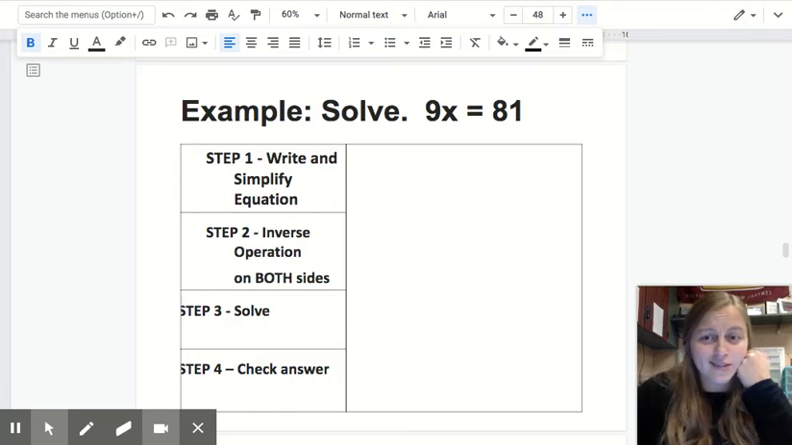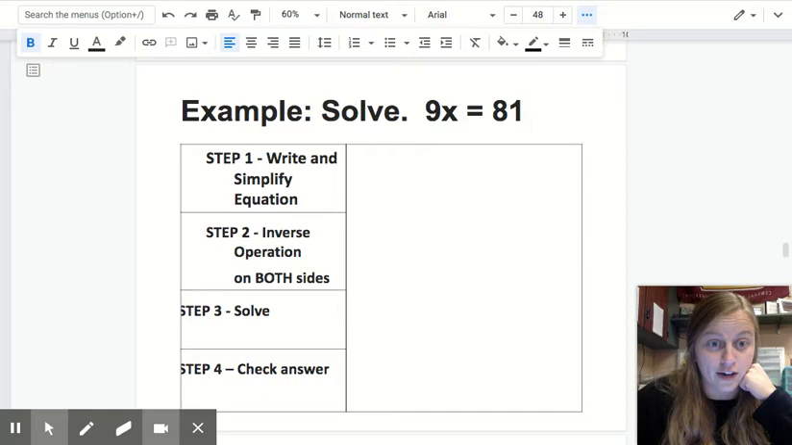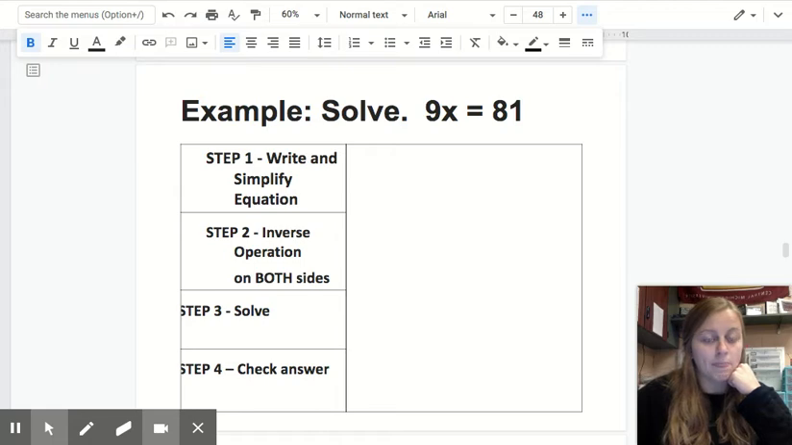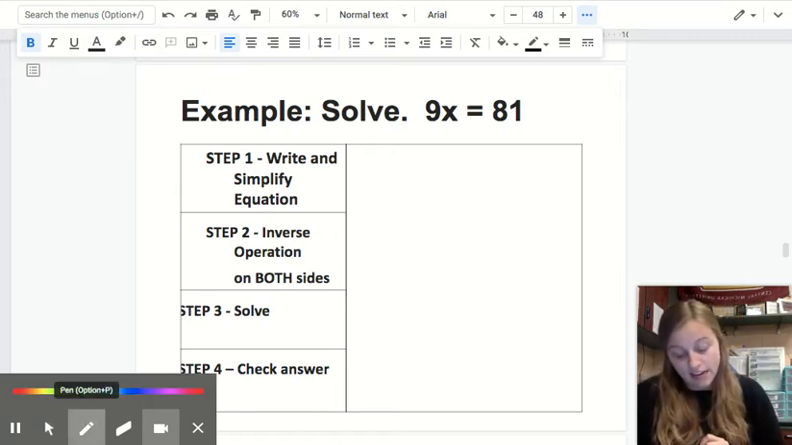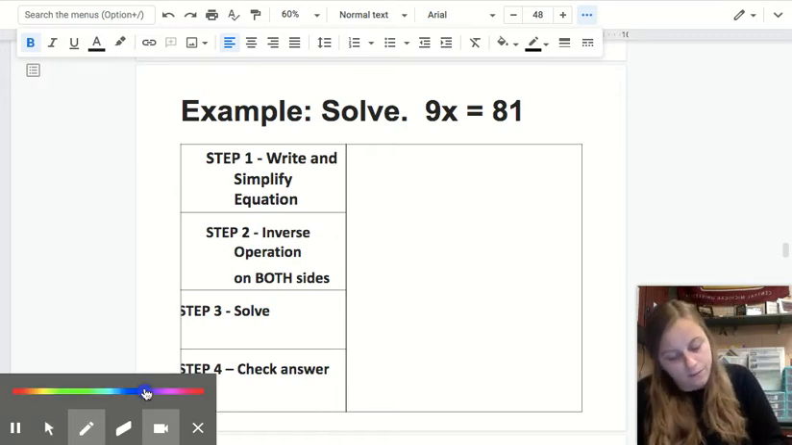I'm trying to get x all by itself. I'm solving to get x alone, trying to figure out what x is. Now, you might be able to do it in your head, but we still need to learn how to use inverses because you're not going to be able to do all of them in your head. Inverses work every time. So I'm multiplying by 9. The opposite, or the inverse of multiplying by 9, is dividing by 9.